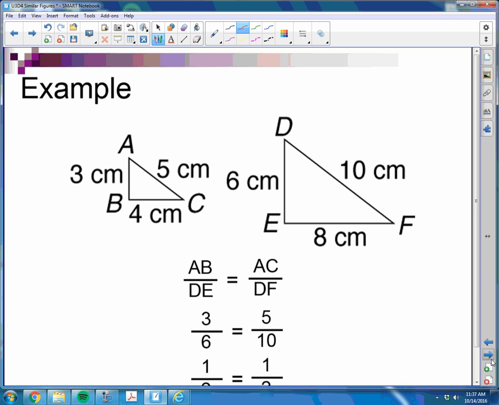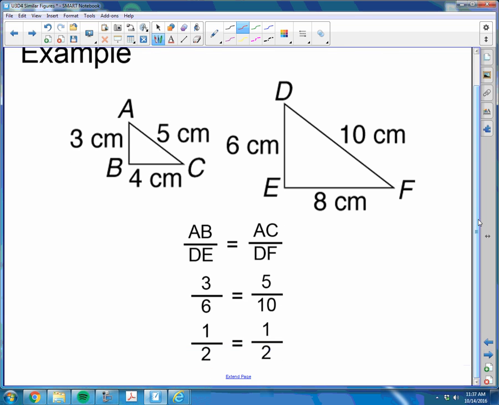So watch on this one. I don't like how large the font is, but you can kind of see. So AB over DE, are those corresponding sides? Yeah, I think they are. AB over DE, which is 3 over 6, equals AC over DF, which is 5. Now, is that proportional? No.